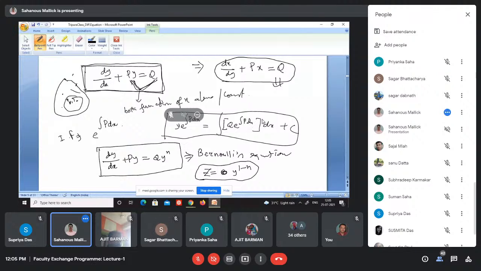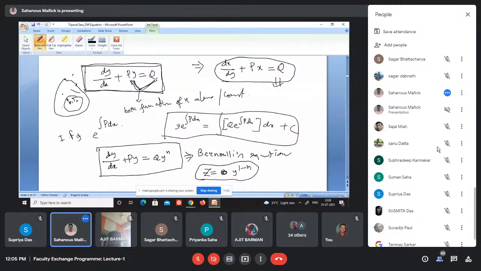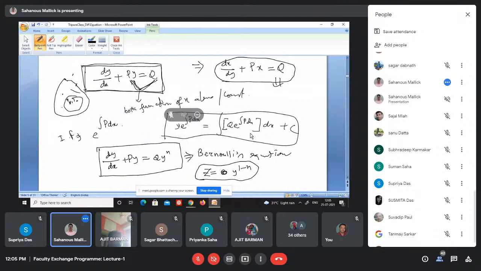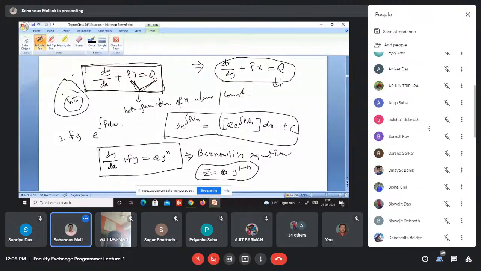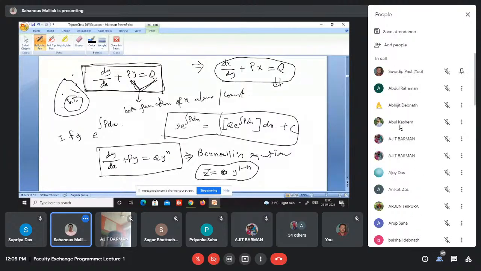Okay. Any other question? Actually, this portion is most fundamental. The portion I have covered today is more fundamental. It is not advanced. It is more fundamental. Any questions?